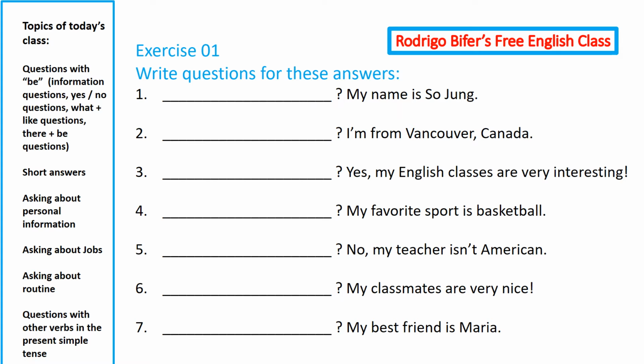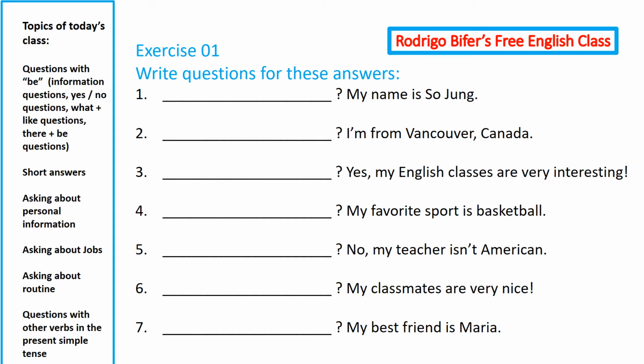All right, so we're going to start by doing exercise number 1. I already sent you the exercise beforehand, so we're going to correct it. Now I hope you have tried to do the exercise, and there you are, exercise number 1. You're supposed to write questions for these answers. So look at number 1, okay? You actually have 7 answers, and you're supposed to write the questions, okay?